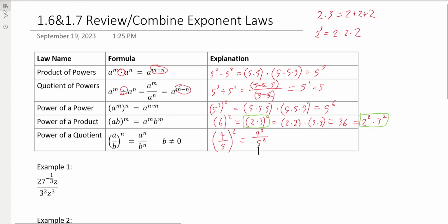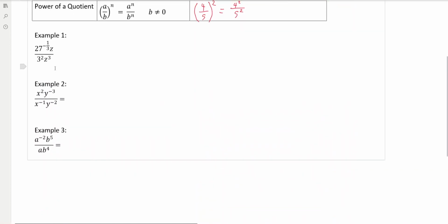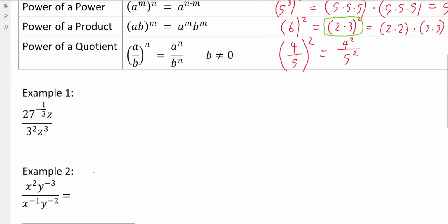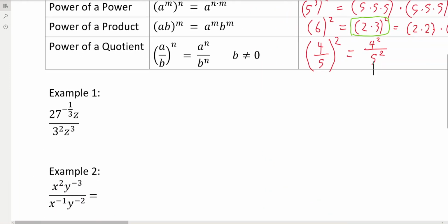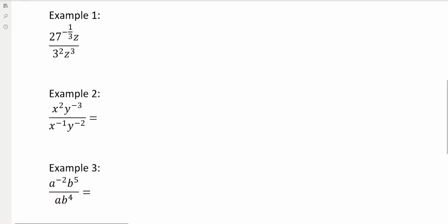All right, so let's try some example questions out right now. Let's zoom in a little bit so we can do these ones. So here's our first one. I'm going to try it out and you can just watch and learn from this one, and then I recommend pausing the video and trying the next two on your own. So pause the video right here if you want to try all three.